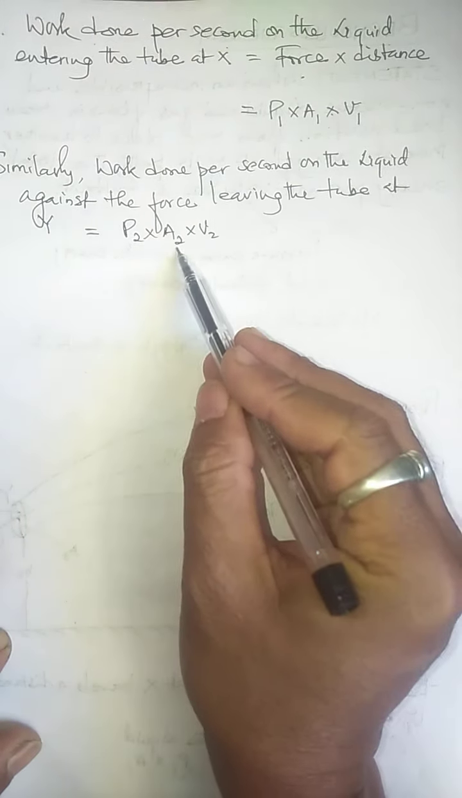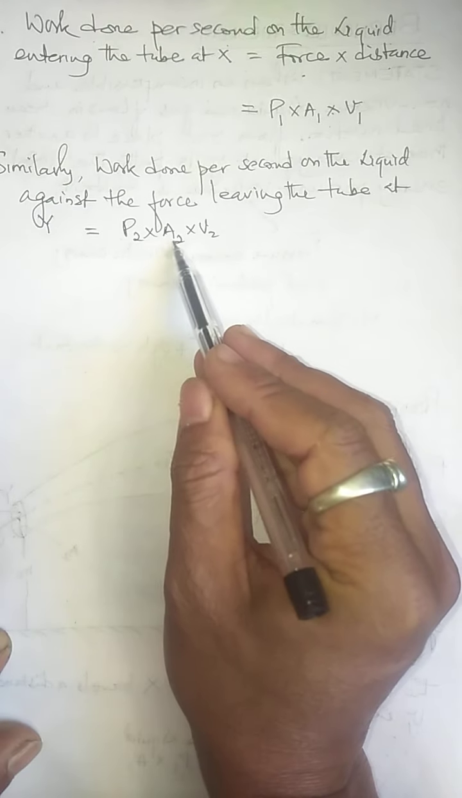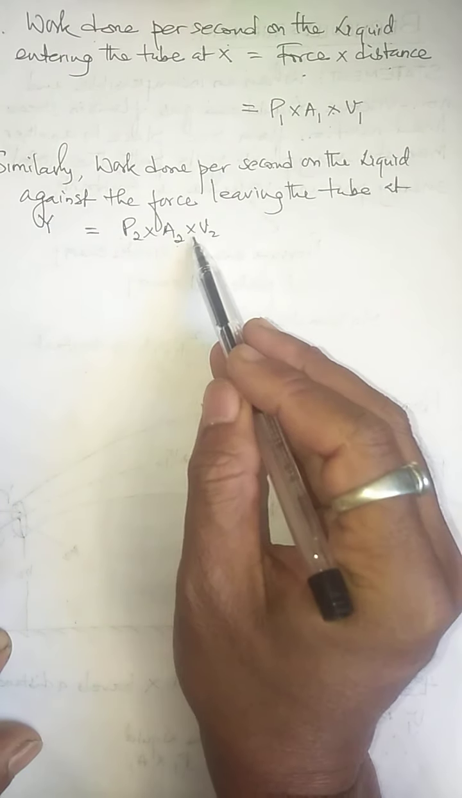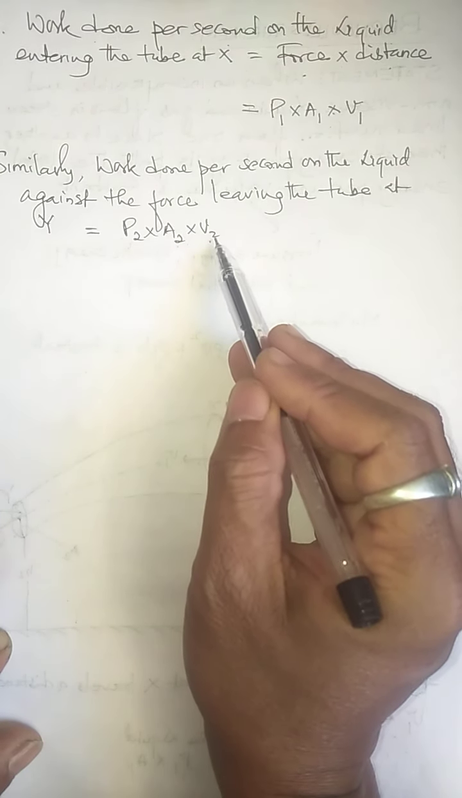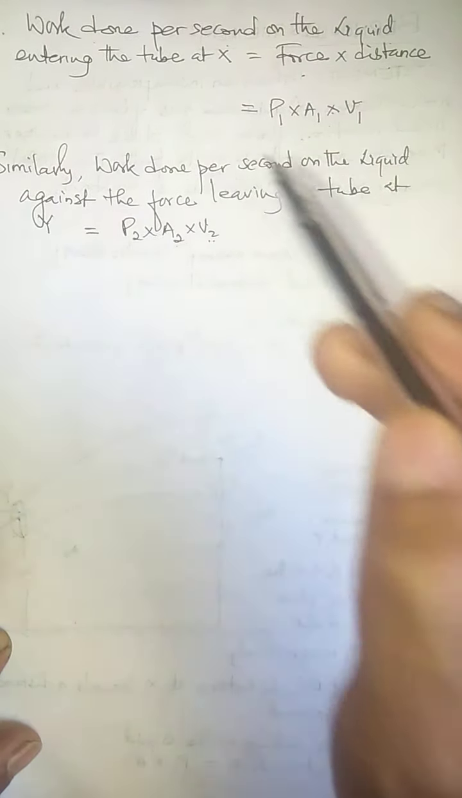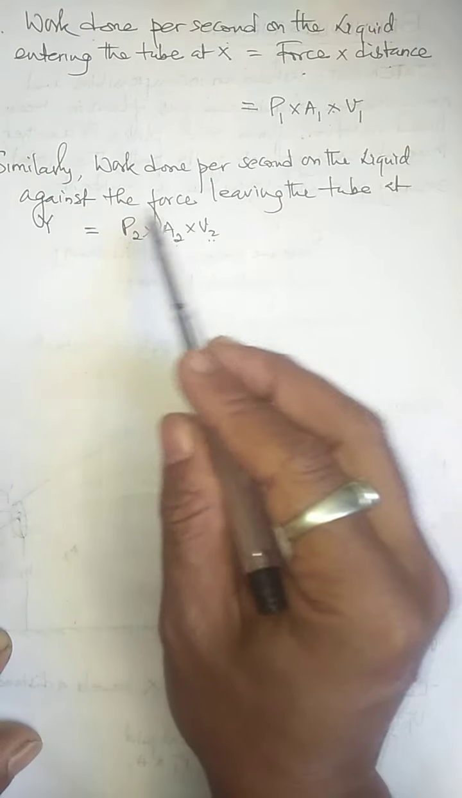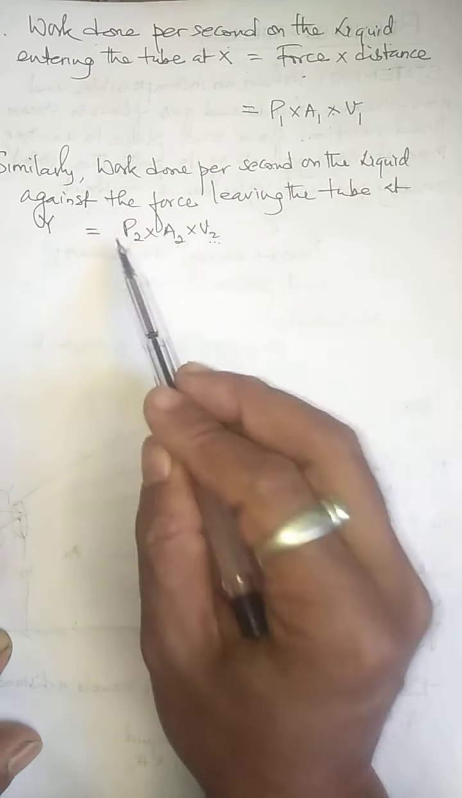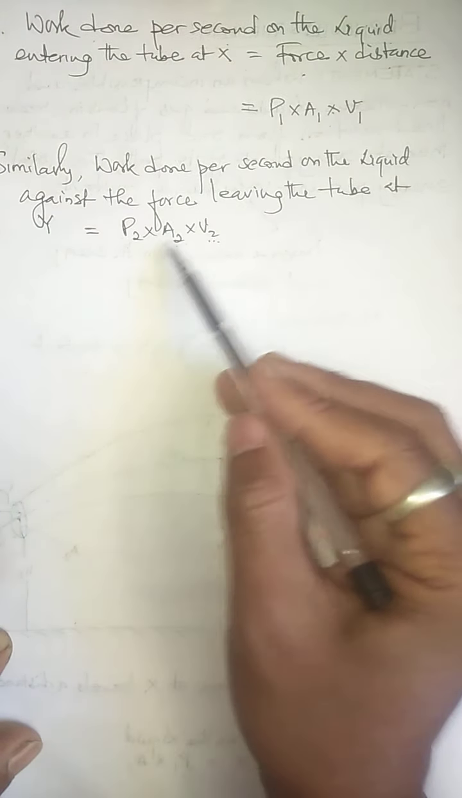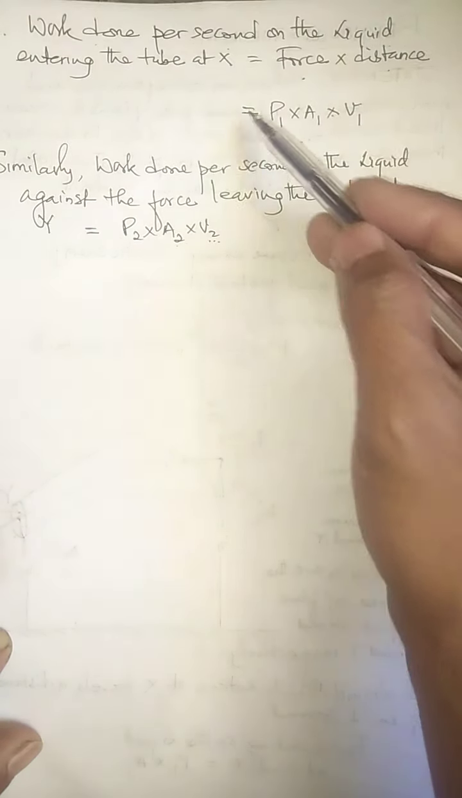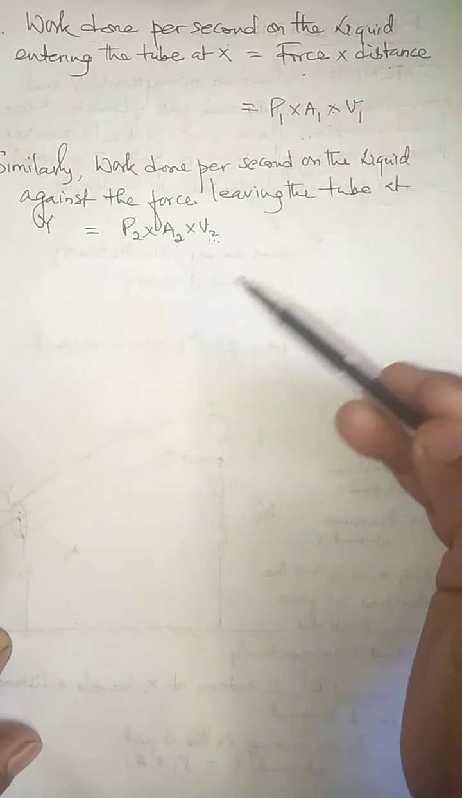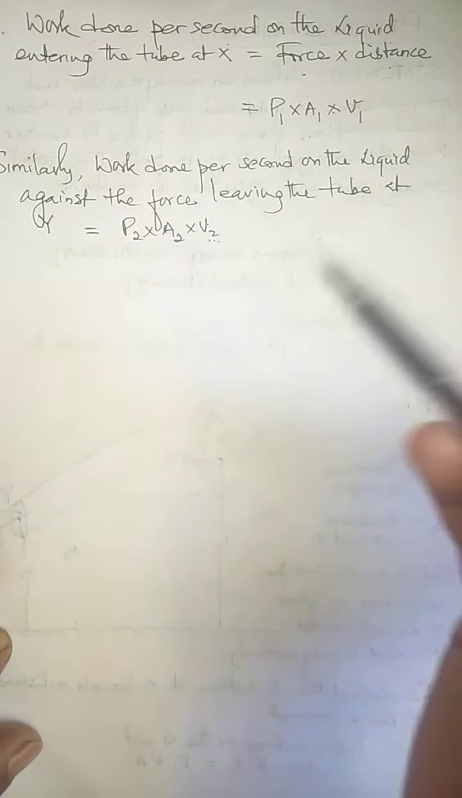This is similar to this one, because P2 into A2 means pressure into area at the end Y, which means force into B2. As you know, B2 is the distance traveled by the liquid in how many seconds? 1 second, when it leaves from the end Y. So that force into distance means work done. But this is for 1 second only, children. This is only for what? 1 second.